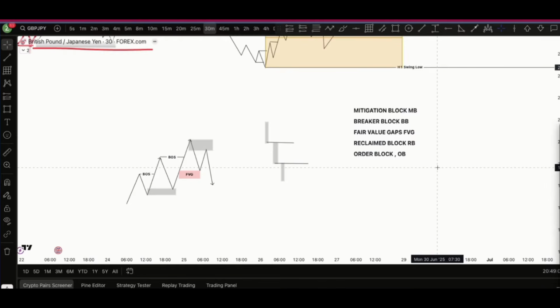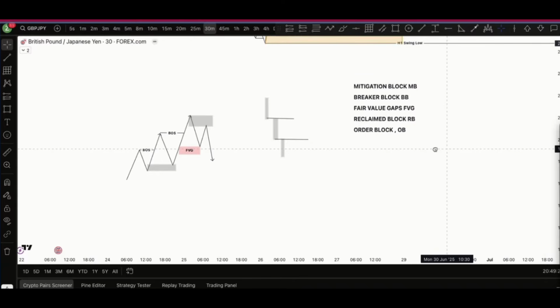But there is something also I want to let you know. This order block, mitigation block, and breaker block, they all depend on the pair you are trading. So you have to backtest these points of interest and know whether this pair respects order block or breaker block or mitigation block. From experience, I trade GBP/JPY a lot, GBP/JPY and BTC. From experience, GBP/JPY respects order block a lot. But gold respects fair value gap, mitigation block, and breaker block a lot.